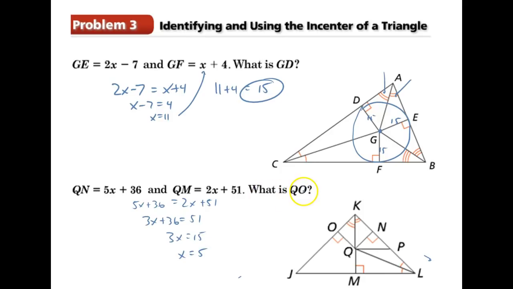I'm interested in QO. QO is going to be the same as QN or QM, so I can substitute 5 in anywhere. Let's put it in where it's simplest here. 2 times 5 plus 51, 10 plus 51. Each of those are 61 long.